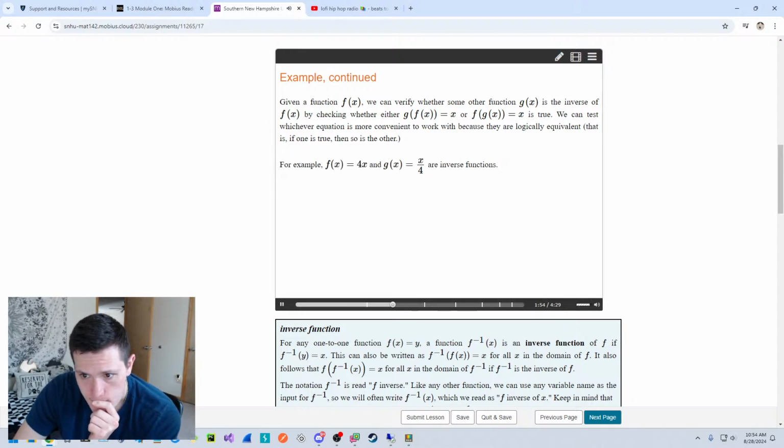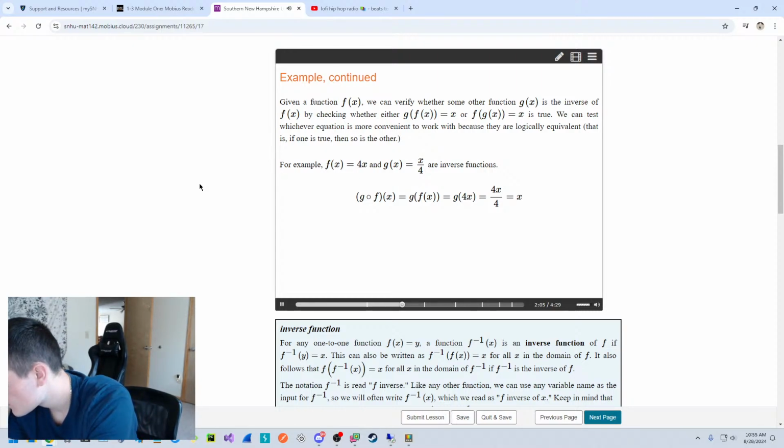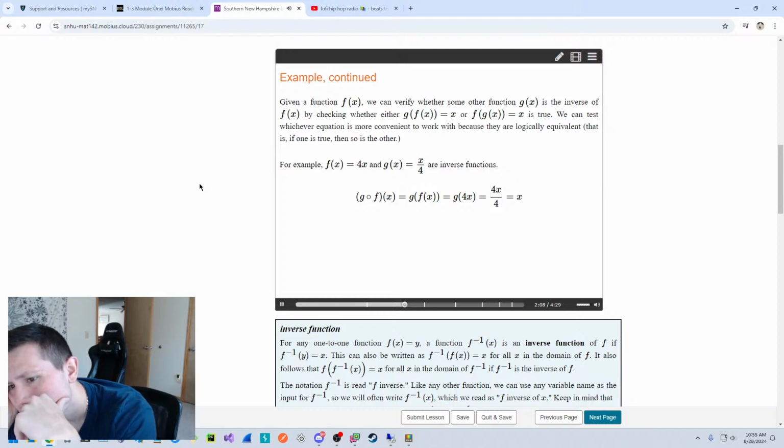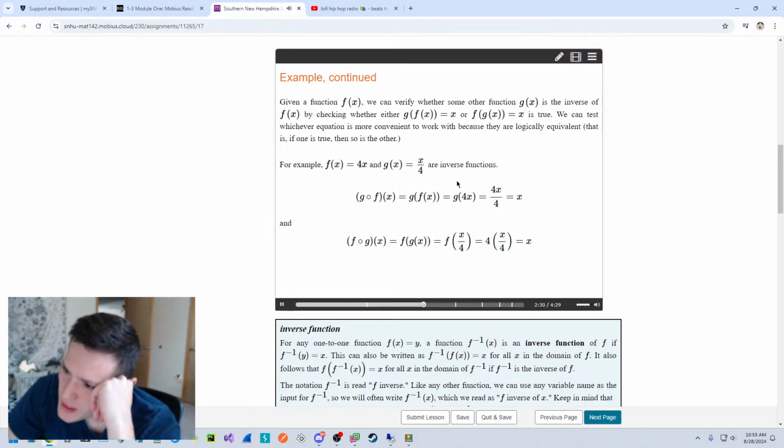For example, take f(x) equals 4x and g(x) equals x over 4. Let's evaluate g(f(x)) and f(g(x)) to see if these functions are inverses. g(f(x)) equals g(4x) equals 4x divided by 4 equals x. f(g(x)) equals f(x divided by 4) equals 4 times x over 4 equals x.